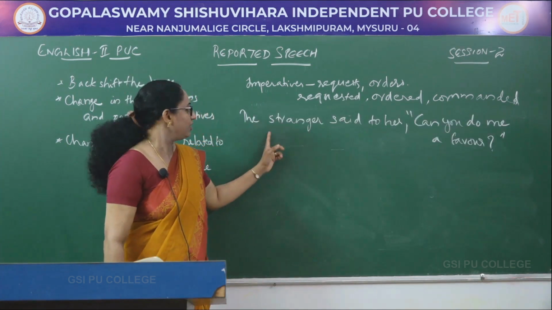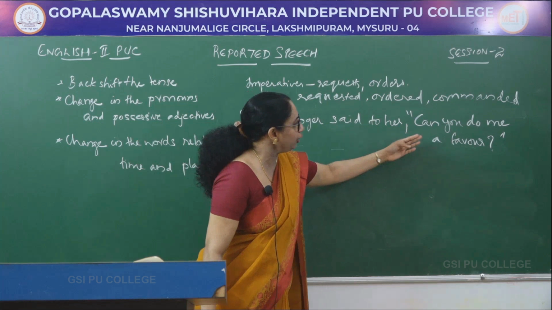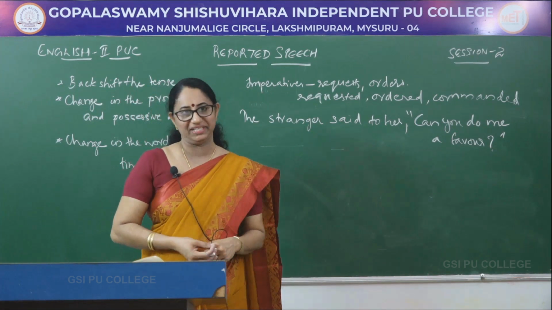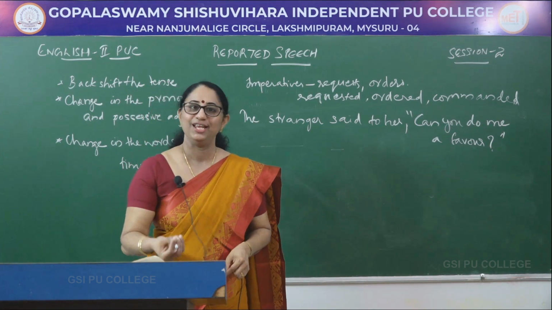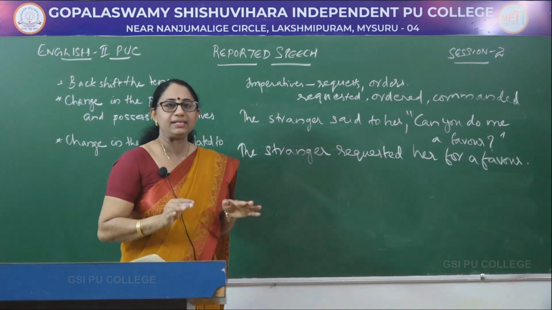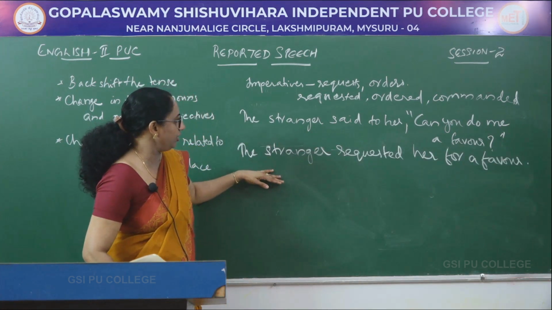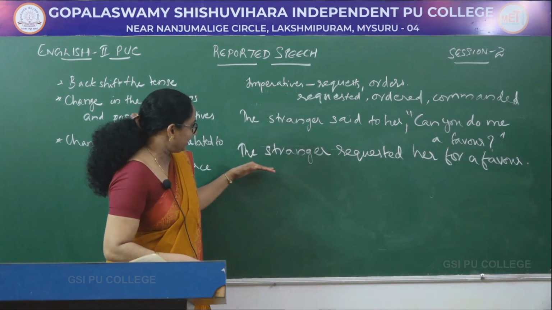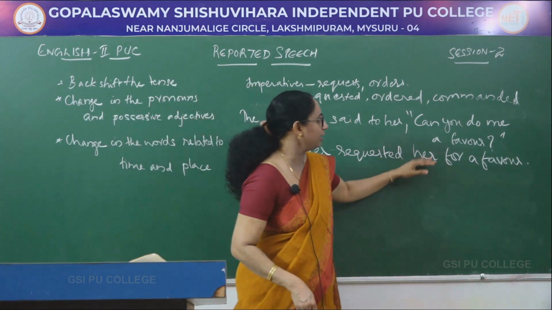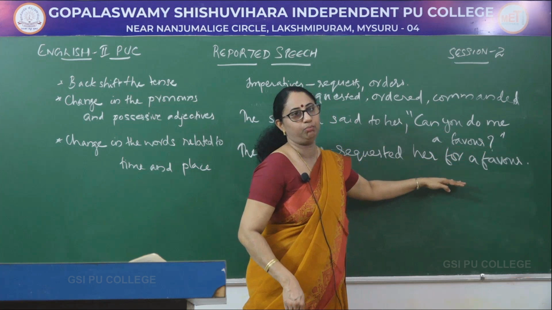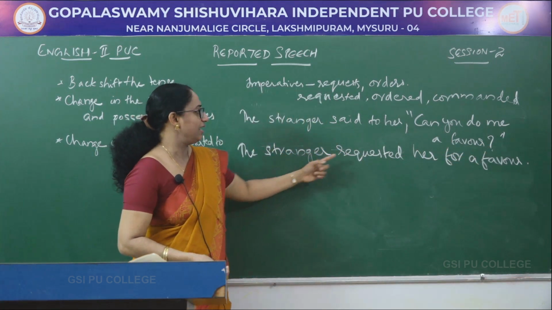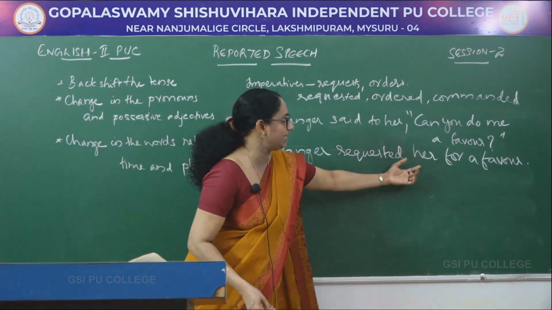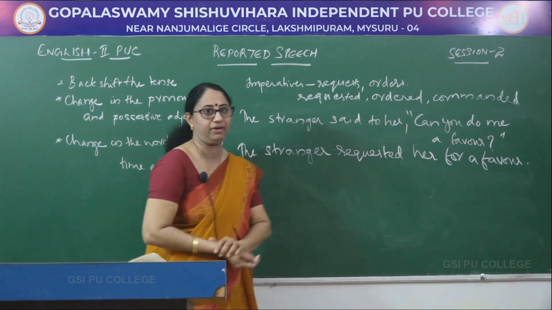See this sentence. The stranger said to her, "Can you do me a favor?" It's a request. You are requesting a person to give you a favor. See, simply you can do like this. The stranger requested her for a favor. Or the stranger requested her to do him a favor. Both ways we can do. The stranger requested her for a favor, or the stranger requested her to do him a favor.